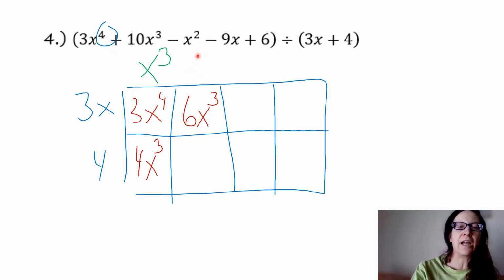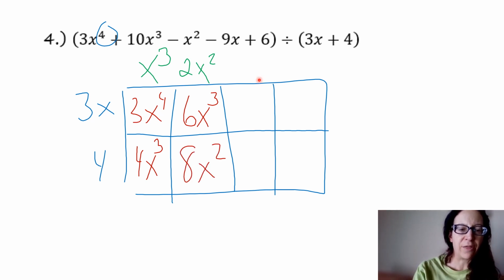Now 3 times what gives me 6x to the third? Well, 3 times 2 would give me the 6, and then we've got 1x, we need 3, so the other 2 x's must be coming from up there. And then multiplying, 4 times 2 gives me 8, and then of course we have the x squared.